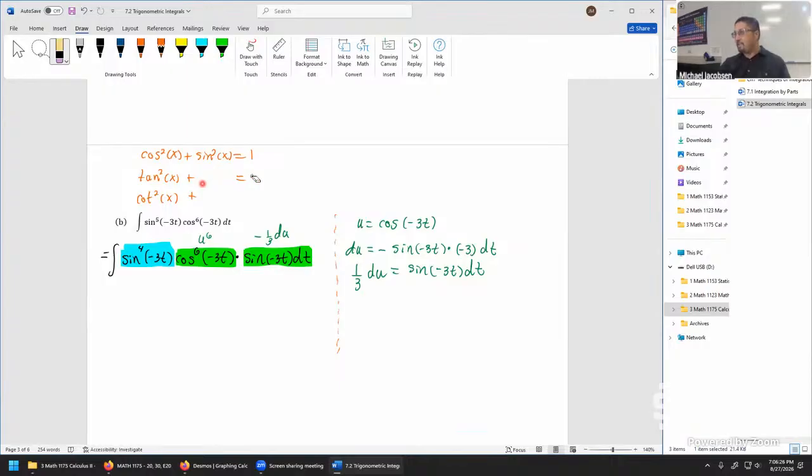Sorry if you're working in pen today. Tangent squared x plus 1 equals secant squared x. Sorry about that. If you're screaming at your monitor or internally, then that's the correction right there. And likewise, cotangent squared x plus 1 is cosecant squared x. Okay, so that's the full set of Pythagorean identities. We need the top row right here to get through this problem. So this is what the setup looks like.